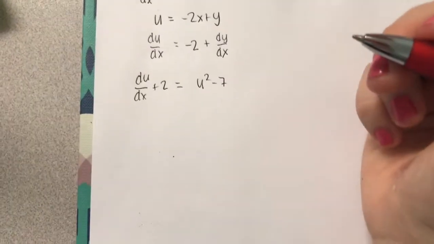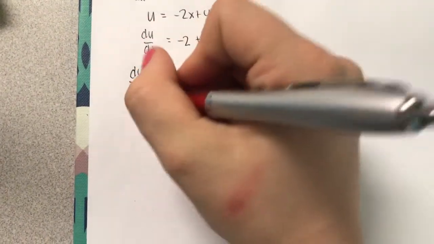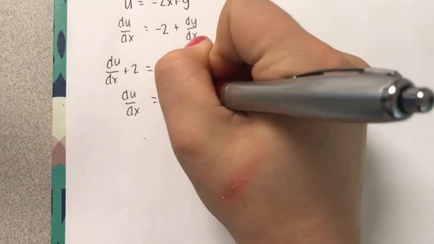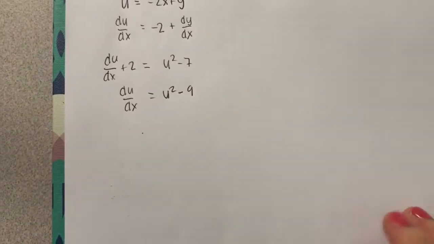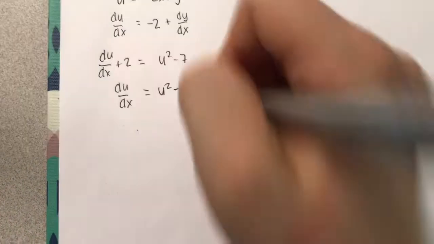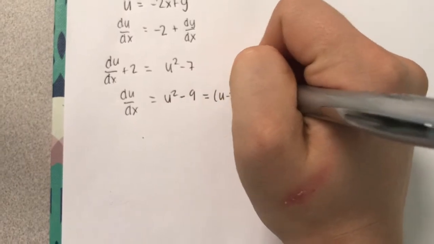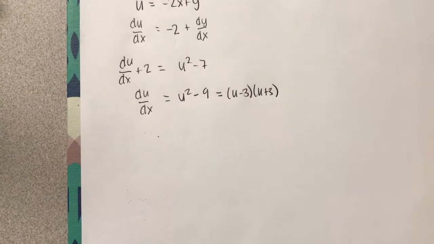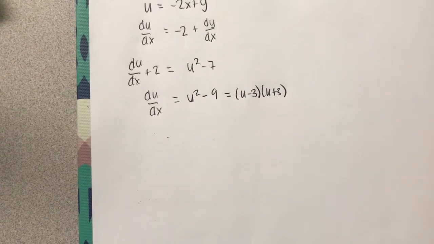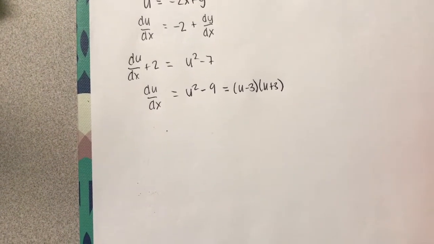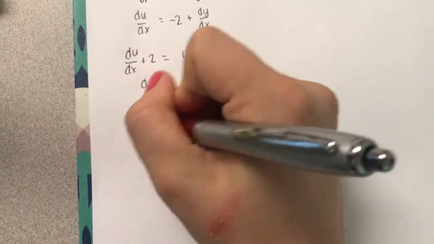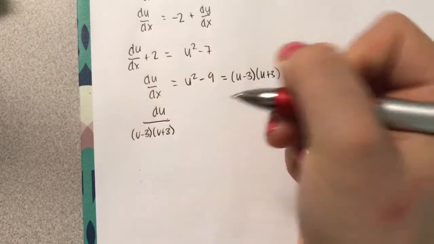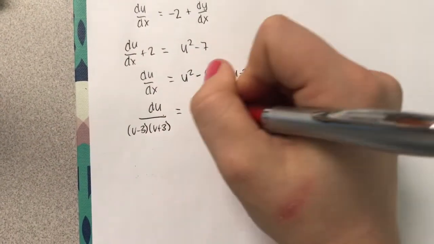So from here, I'm going to subtract that 2 to the other side, so I get du/dx = u² - 9. And that also is (u - 3)(u + 3). So now that looks like a variable separable method. We know that we need our u's on the left and our x's on the right in order to do the integration of both sides. So I'm going to take du and divide by (u - 3)(u + 3), and I'm going to multiply that dx to the other side.